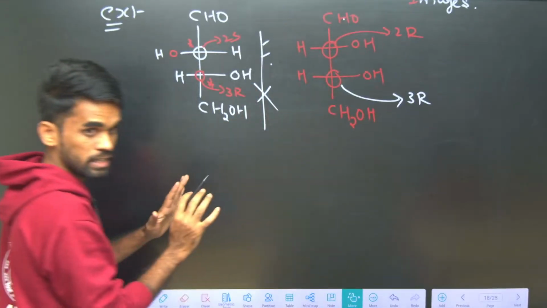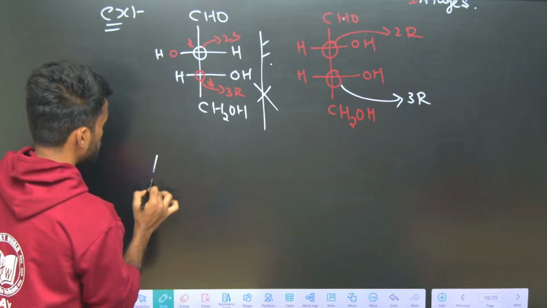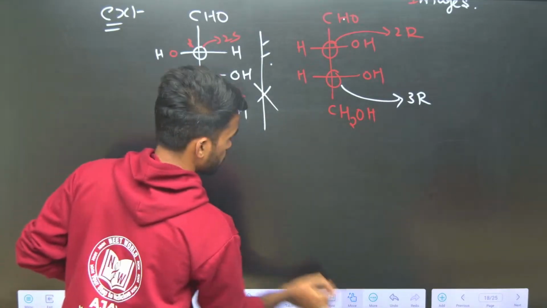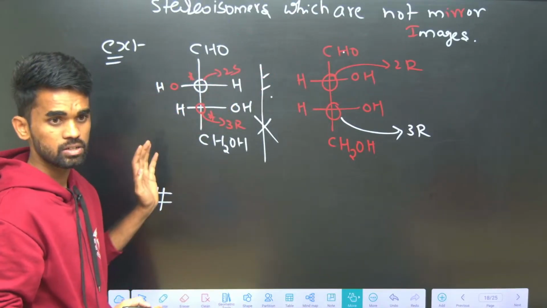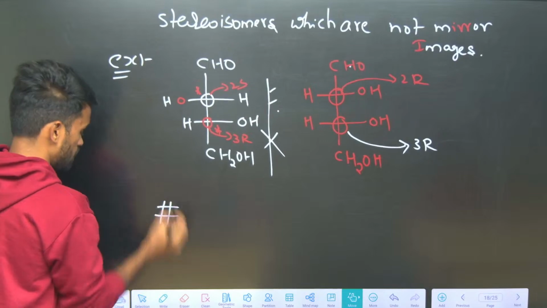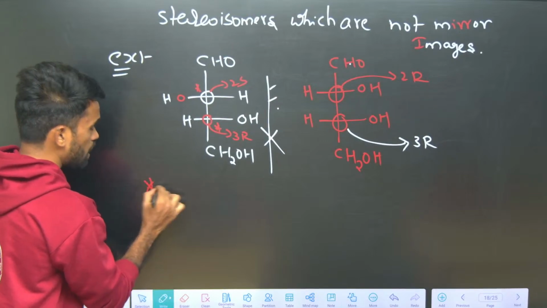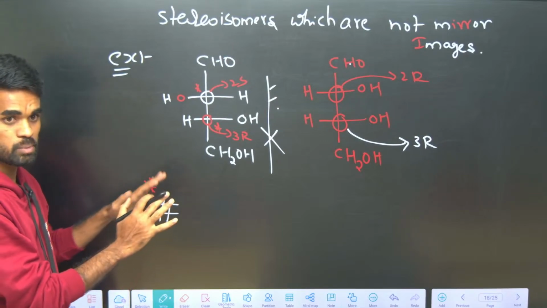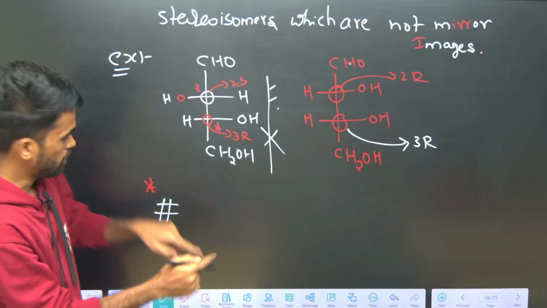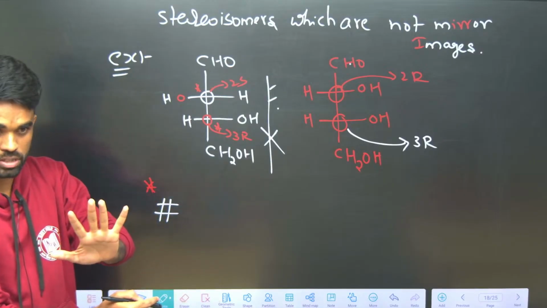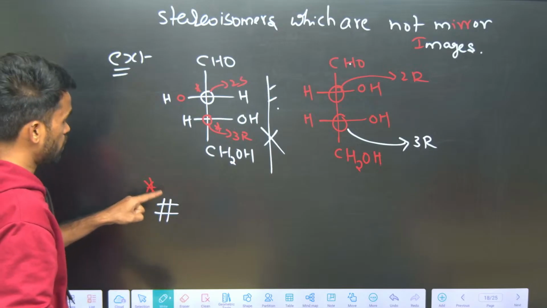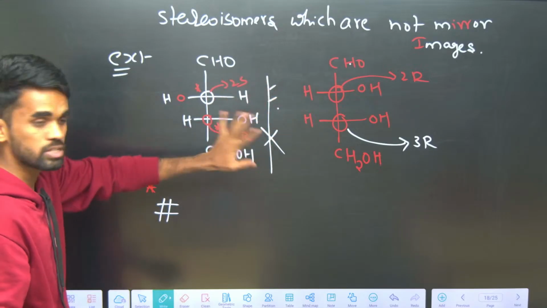Now I will tell you one trick here. Here, how many chiral centers are there? With this trick, if there are 10 questions from stereochemistry in your exam, using this trick you will be able to solve 5 questions. I mean, whatever the questions based on this topic.